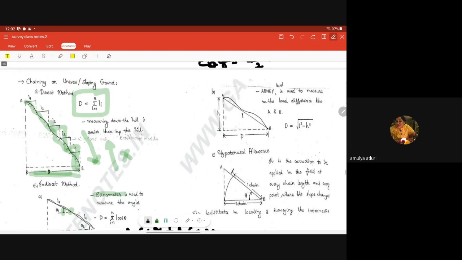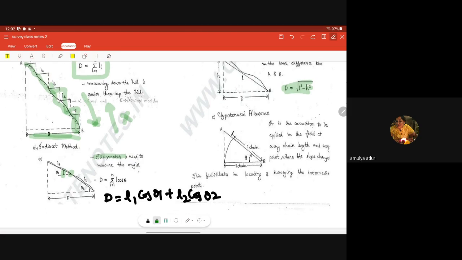Okay. And next, if this is the case, I know the h, and I need to calculate this L, and I need to get the d. So which equipment is used? A level is used to measure the level difference between A and B. Okay. So it can be calculated using the Pythagoras theorem. D is equal to root of L square minus H square. Using this we can calculate, right?